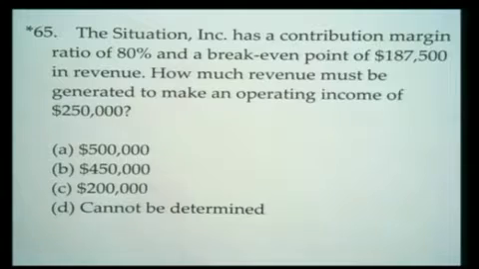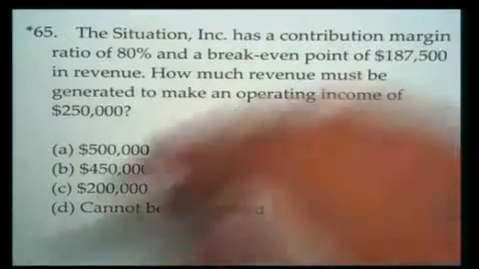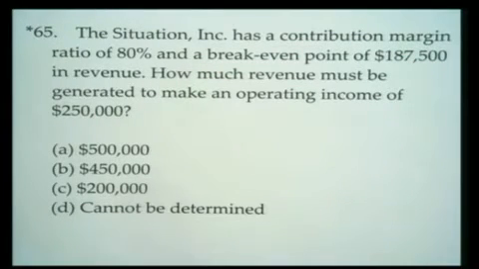So, the Situation Incorporated has a contribution margin ratio of 80%, a break-even point of $187,500 in revenue. How much revenue must be generated to make an operating income of $250,000? This is about as difficult a question as it gets. Truth be told, if you are coming upon this video because you're like, wow, man, that's tough. Is that supposed to be easy? No, it's supposed to be very difficult. So in other words, if you don't get this one, don't feel stupid, man. It's hard. So let's do it, though.